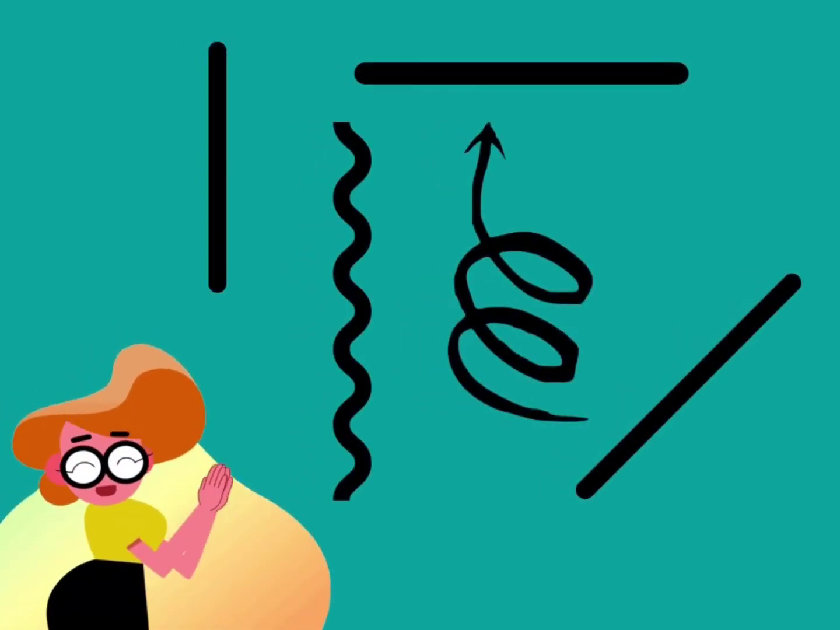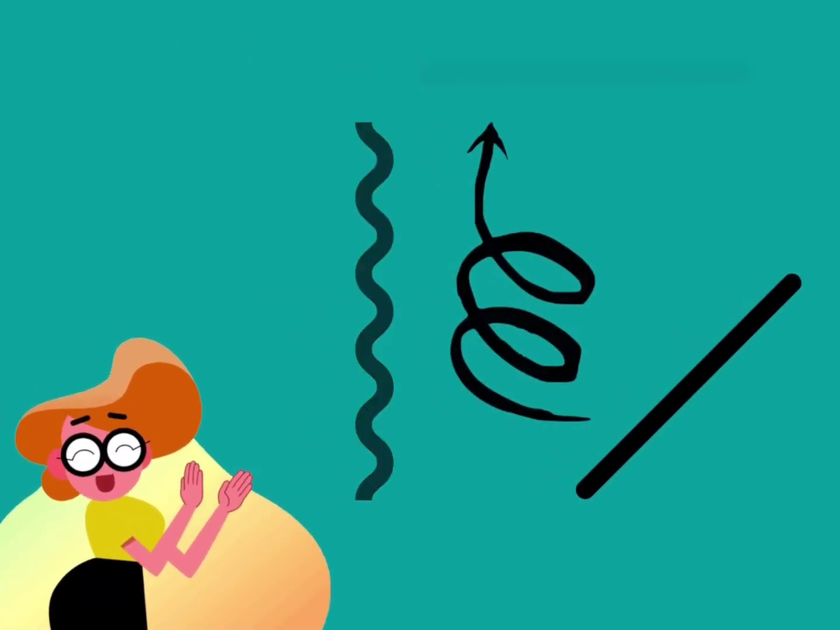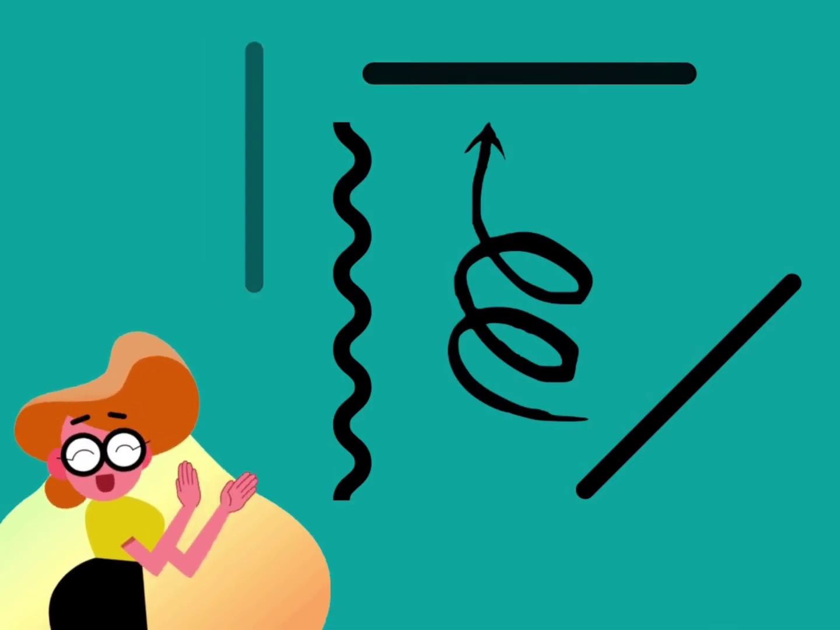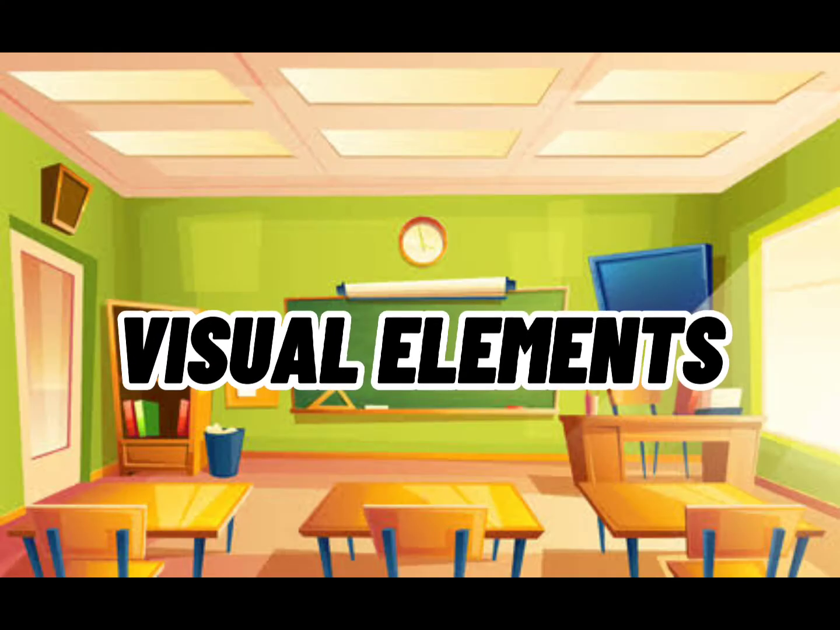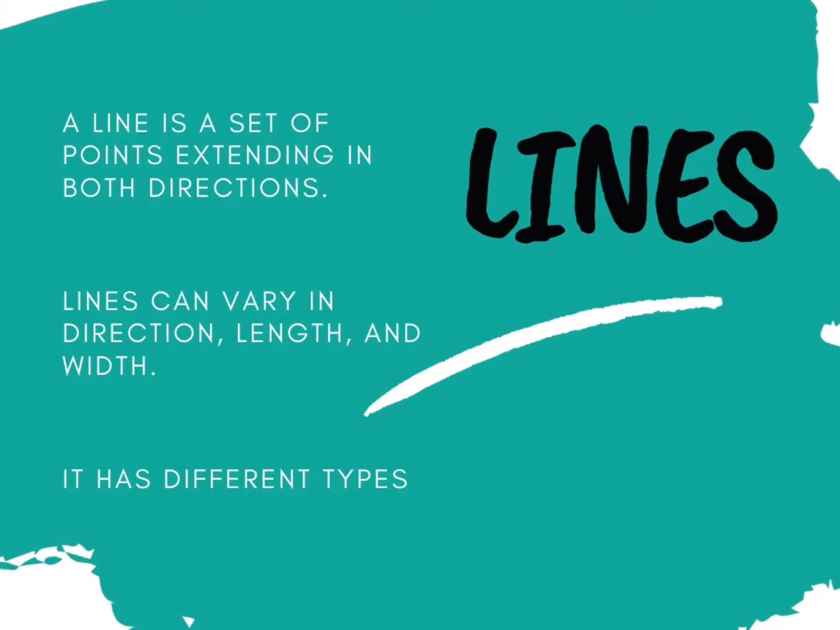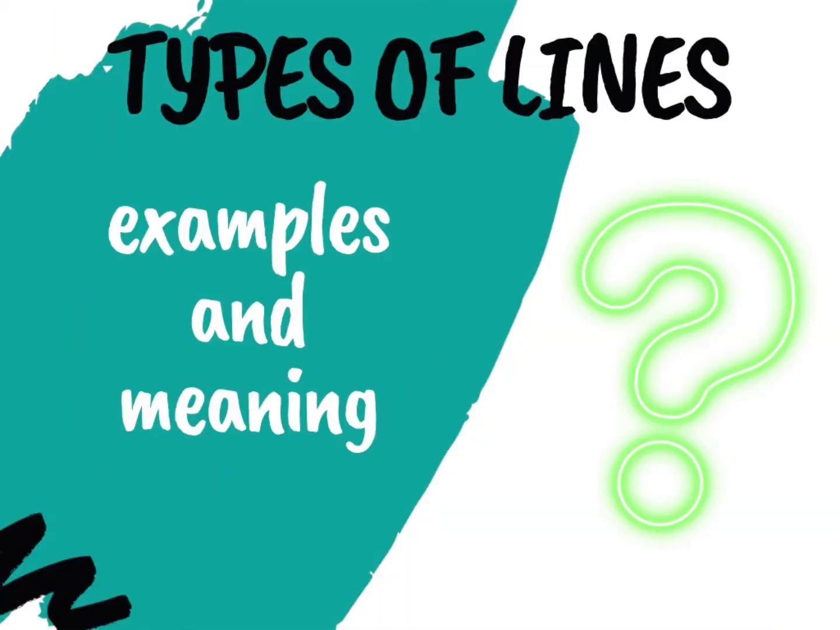If your answers are like these lines, you are correct. And these lines are one of the types of visual elements. When we say line, it is a set of points extending on both directions. So meaning there's a starting point and an end point. Do you know that lines have different types too? Let's check their examples and their meaning.